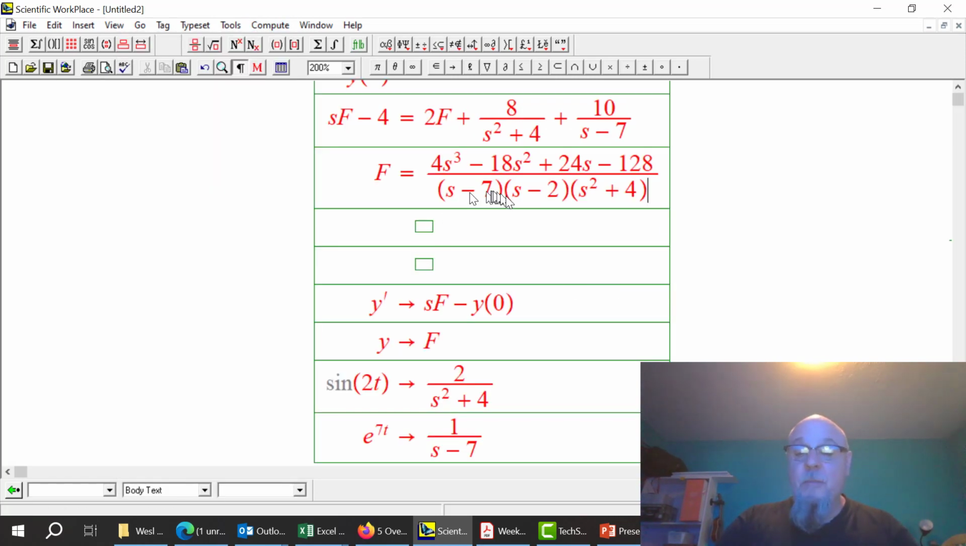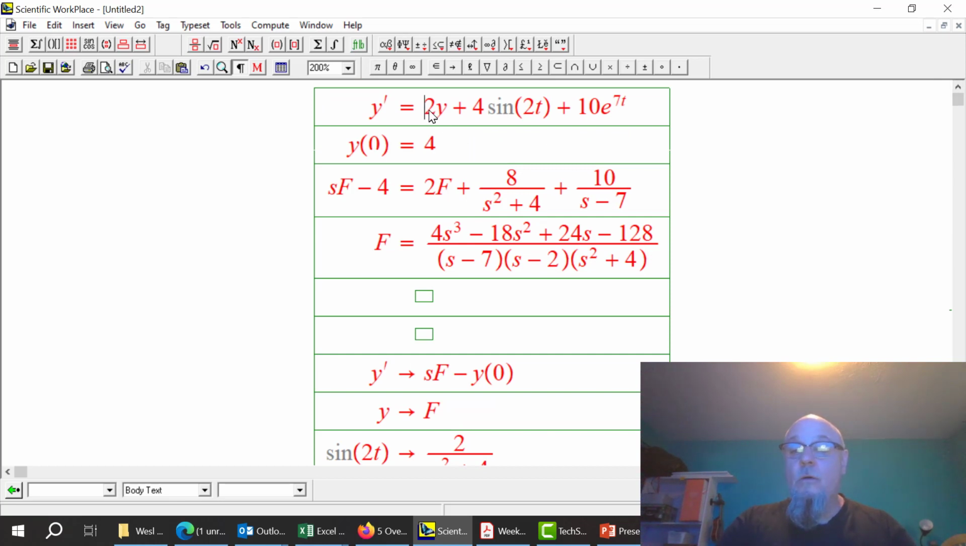The s minus 7 corresponds to that e to the 7t. This s minus 2, where does that come from? Well, that's this 2 here. That would be the homogeneous solution if I was solving this the chapter 4 way. And this s squared plus 4, that's the trig, that's the sine. So see what we did.